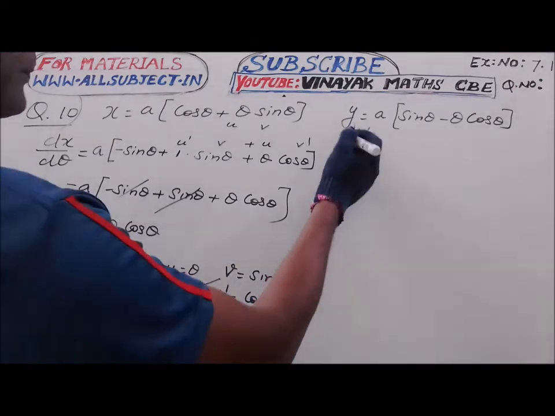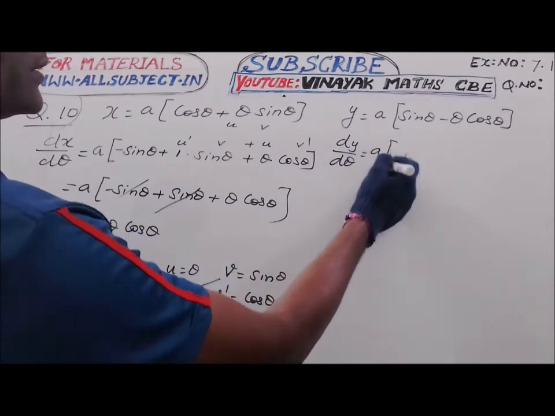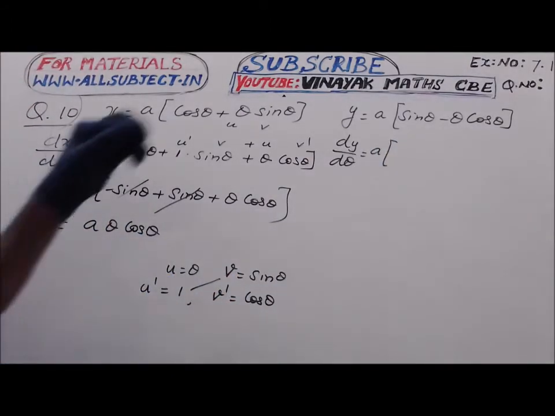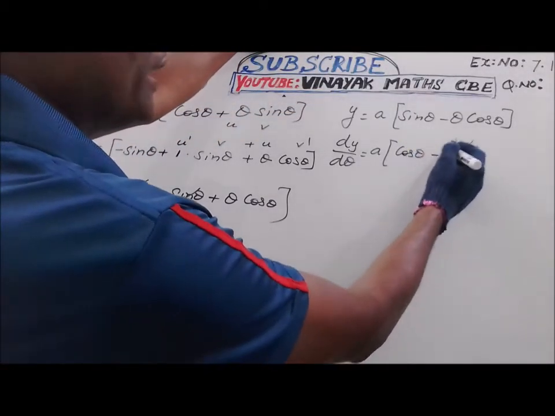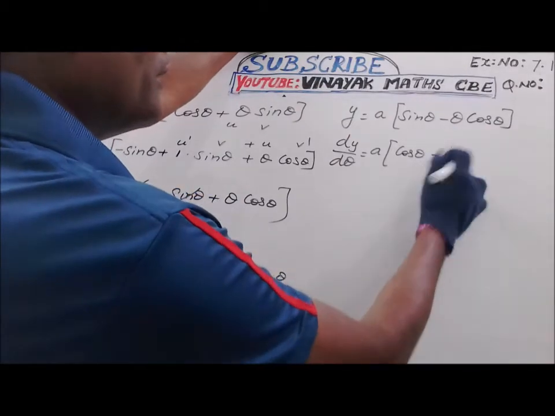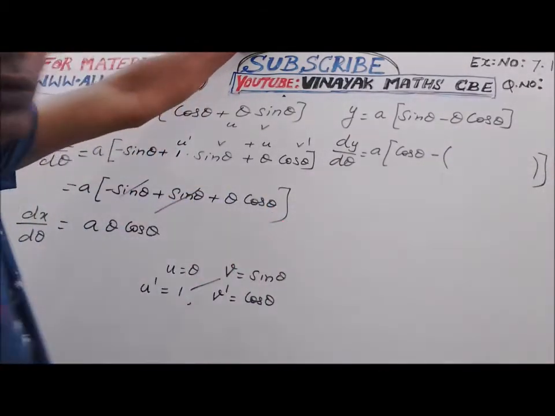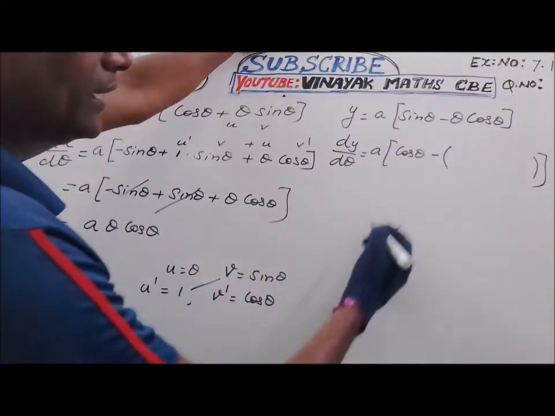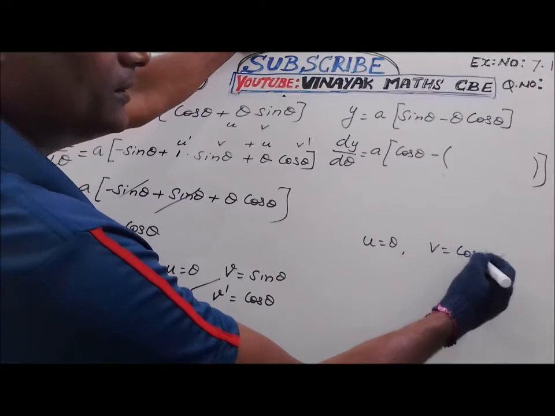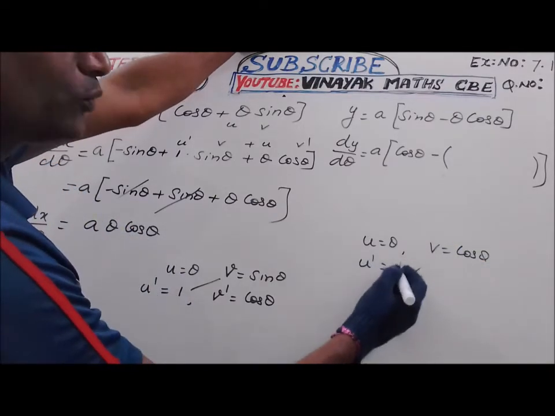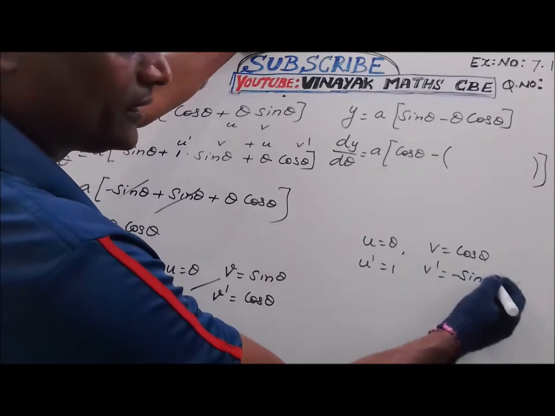And here also dy by d theta equal to a, a constant, remains the same because it is in product. Derivative of sin theta is cos theta, minus of, here we are using the product rule, u equal to theta and v equal to cos theta. U dash is 1, theta with respect to theta is 1, v dash is equal to minus sin theta.